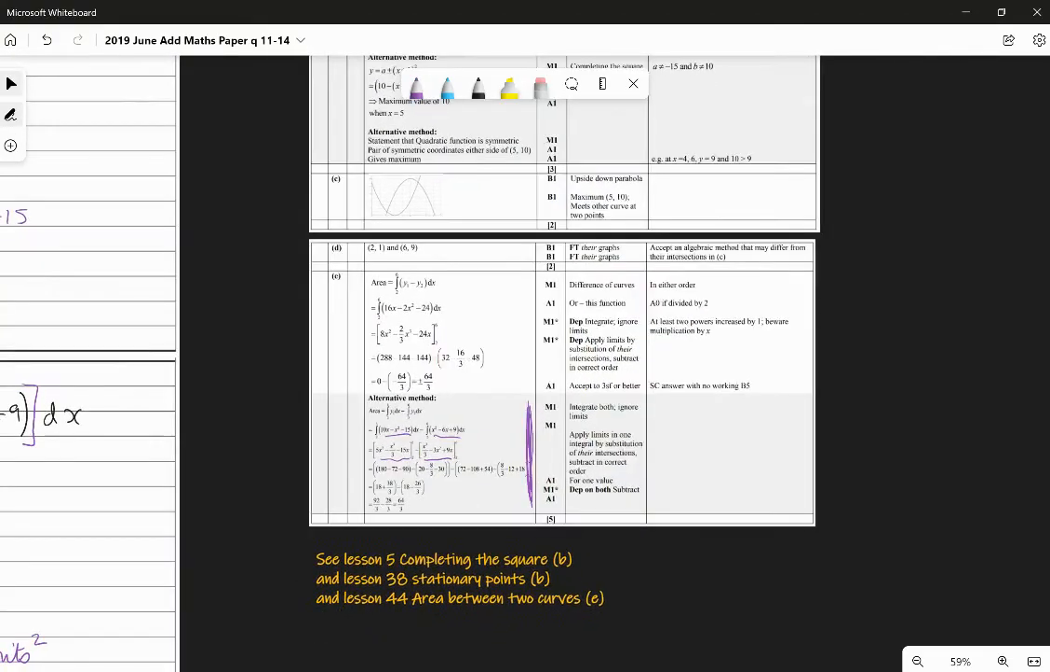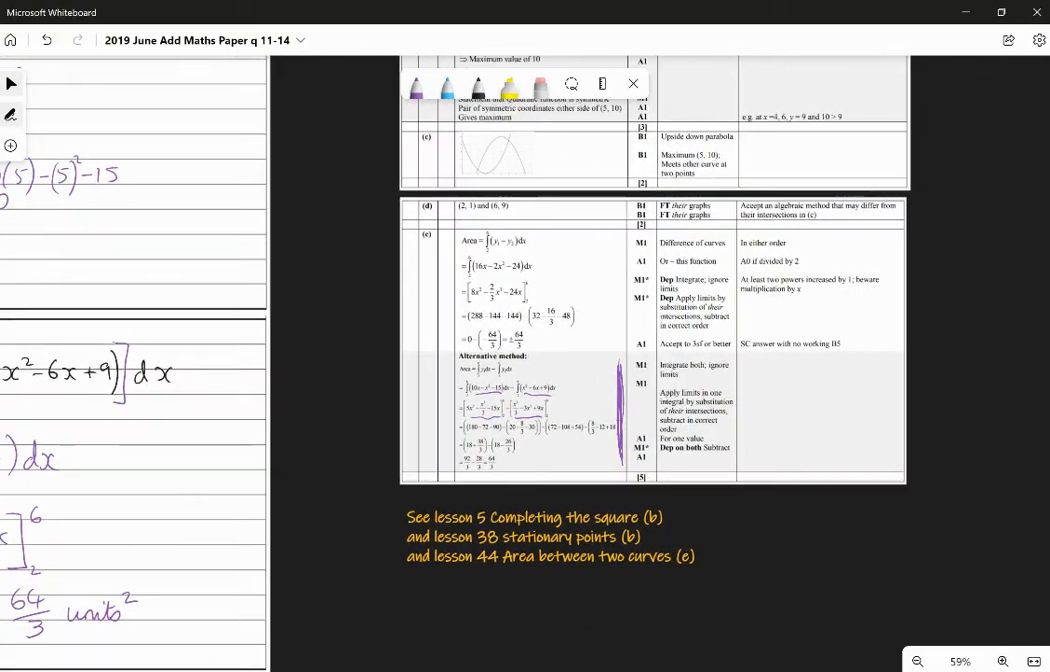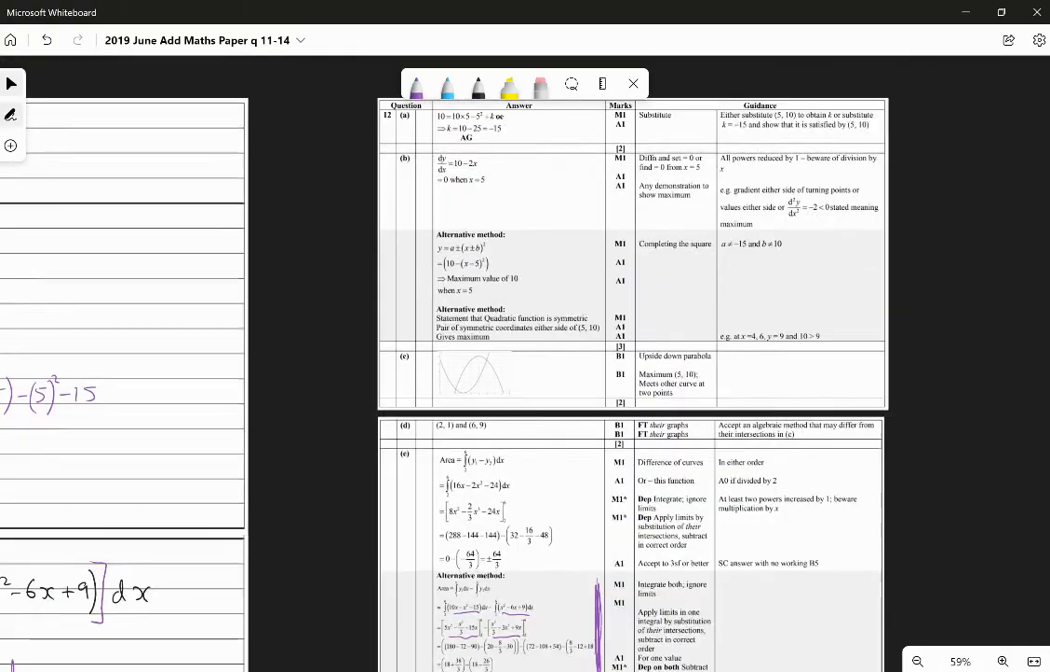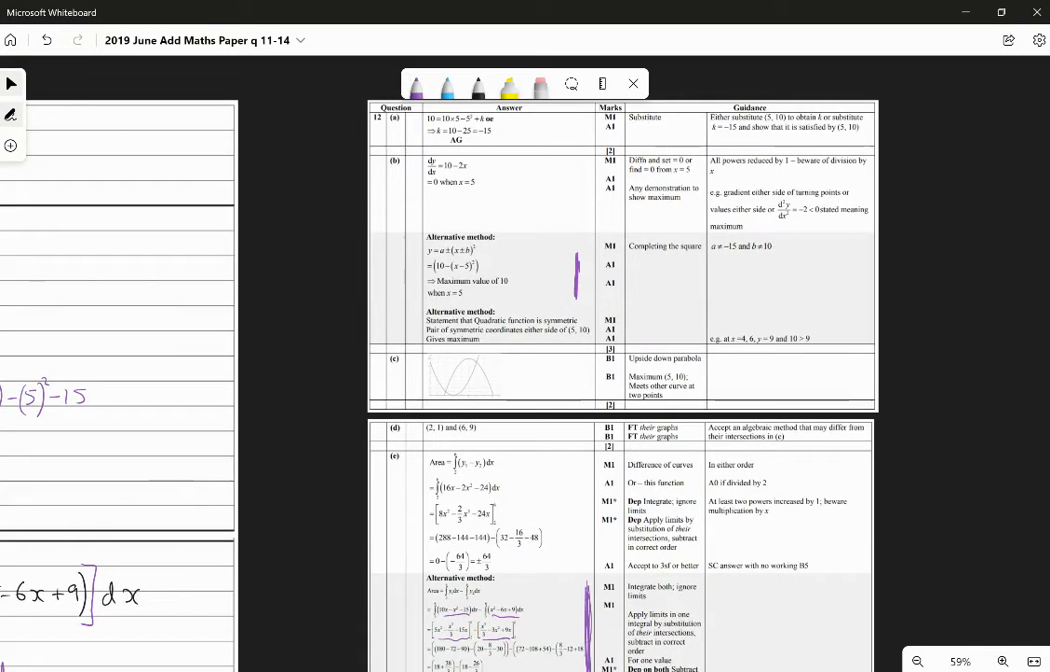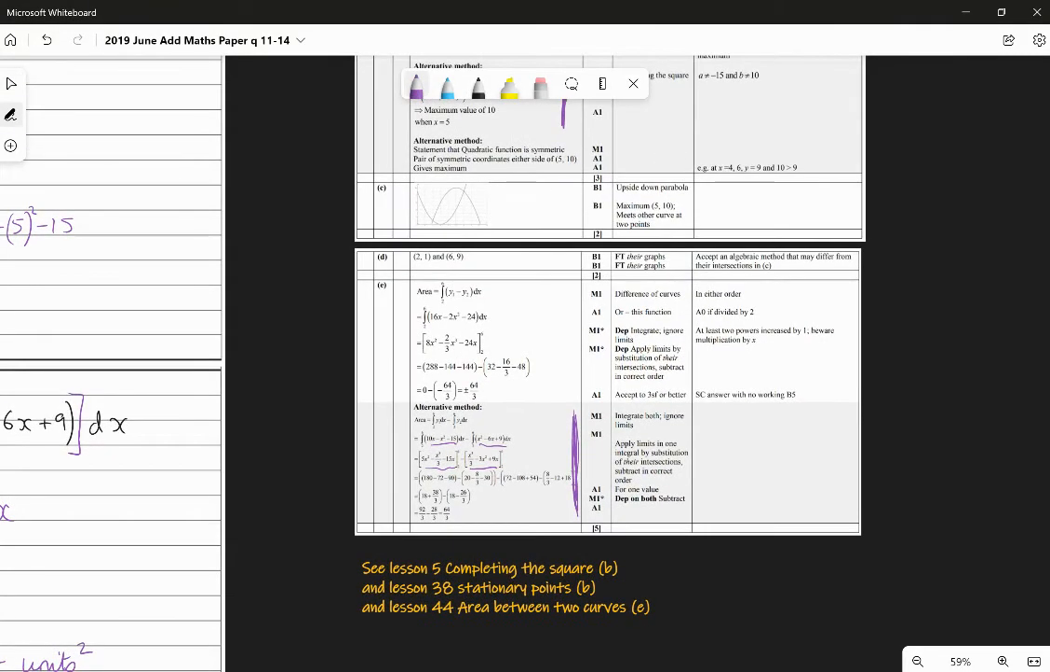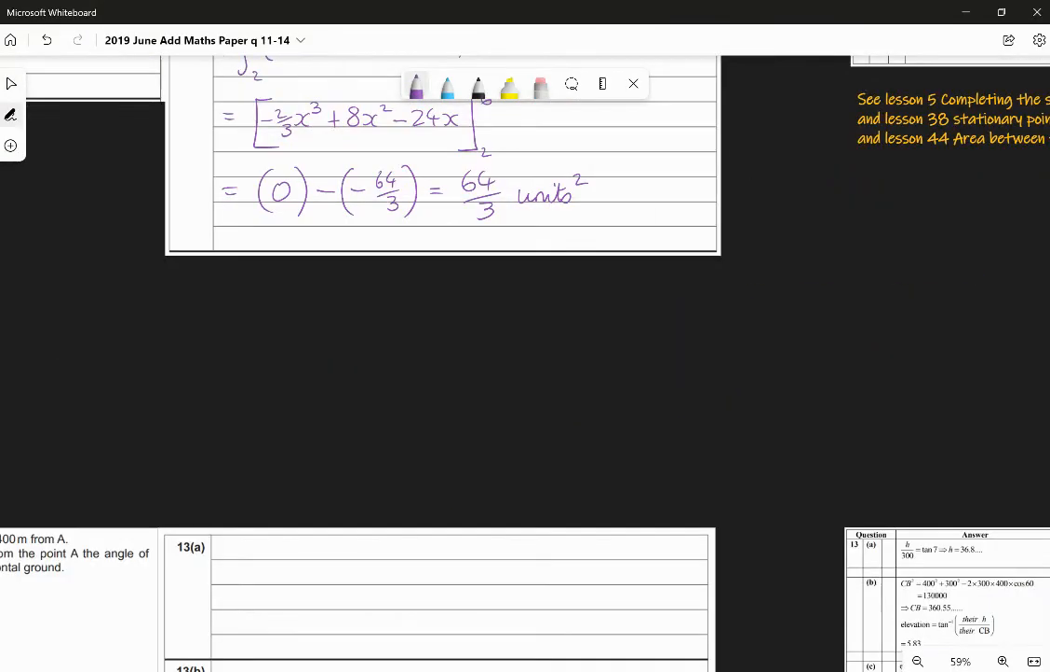Okay, so if you need to practice this a bit more, I said that you could complete the square. That was the alternative method to find the maximum point, but the differentiation was probably quicker. But if you want practice completing the square with more difficult things like that, then see my lesson 5. If you want practice with stationary points, so finding the maximum point, that's my lesson 38. And practice with this last part, area between two curves, that's my lesson 44. Okay, let's move on. Next question.